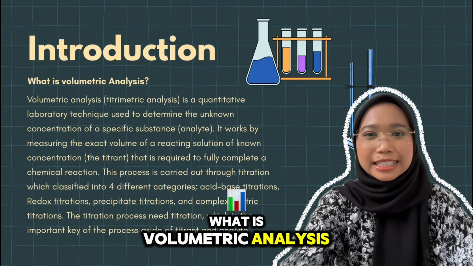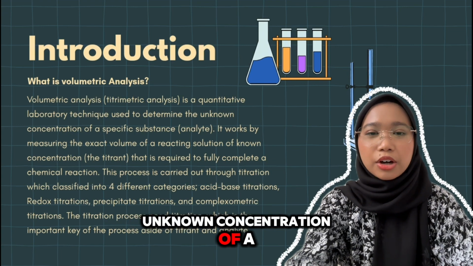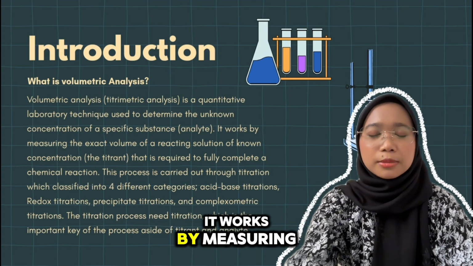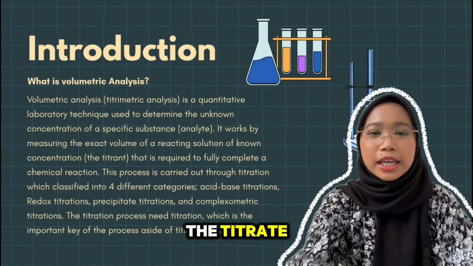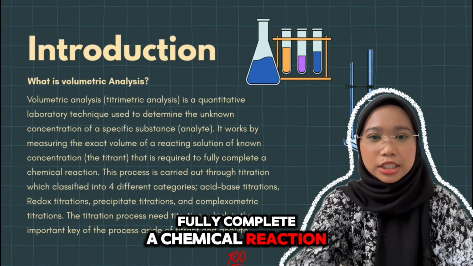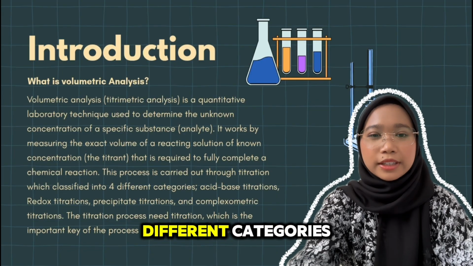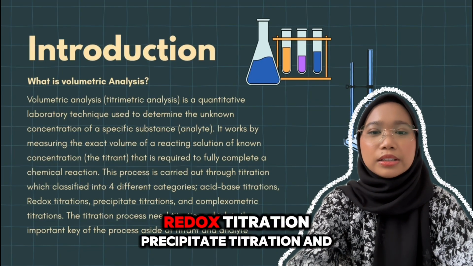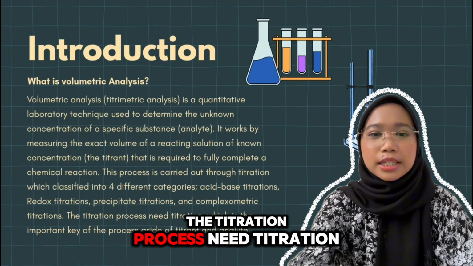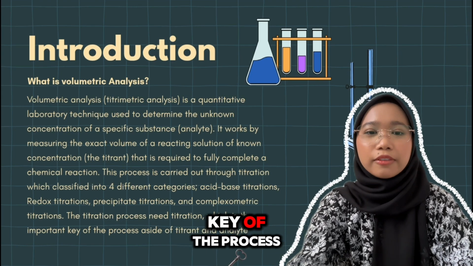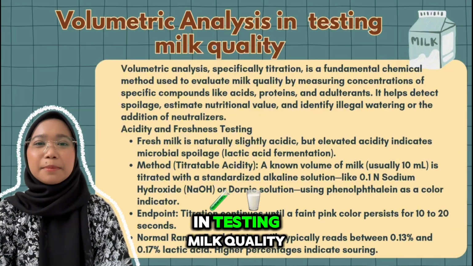What is volumetric analysis? Volumetric analysis is a quantitative laboratory technique used to determine the unknown concentration of a specific substance analyzed. It works by measuring the exact volume of a reacting solution of known concentration, which is the titrant, that is required to fully complete a chemical reaction. The process is carried out through titration, which is classified into 4 different categories: acid-base titration, redox titration, precipitate titration, and complexometric titration. Titration is the important key of the process aside from titrant and analyte.